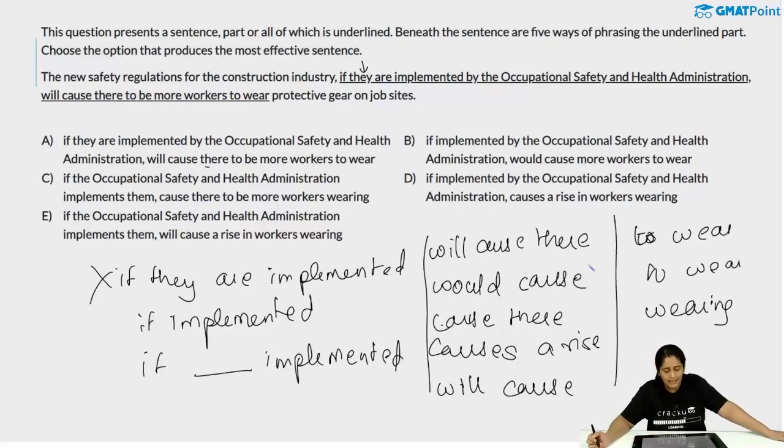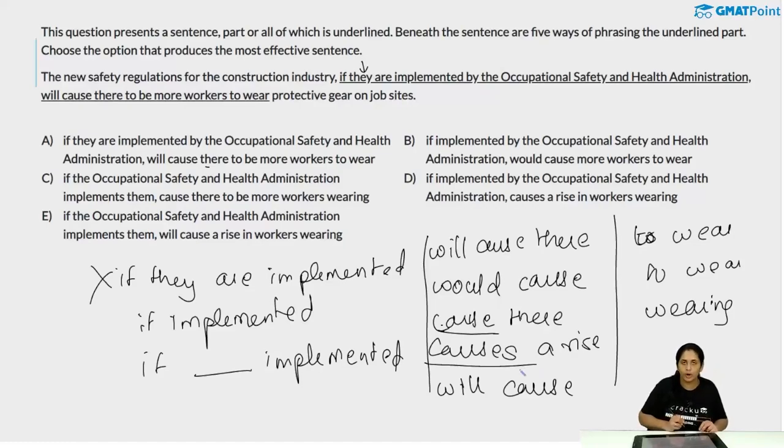Essentially, when you are saying if, it has to be followed by will something, will cause or would cause. This is a hypothetical situation, and whenever you are using a hypothetical situation, you have to use the verb format of will cause, would cause, can cause, or some hypothetical format of that sort. You cannot use cause or causes a rise, because it is a hypothetical situation. You would have to indicate that this can cause something, this would cause something. You cannot directly use cause or causes. So because of that, we can eliminate these two choices.